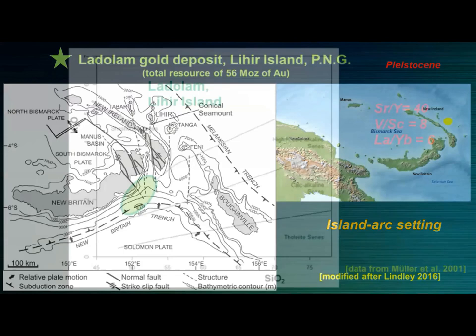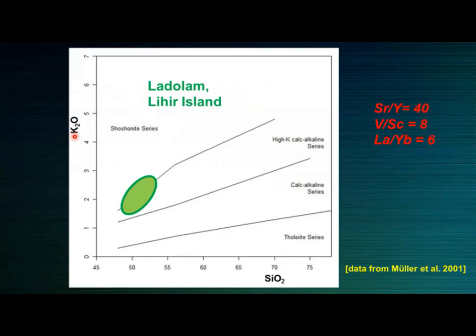And as you can see on the Peccerillo and Taylor plot, it is potassic, but it is more mafic than the previous deposits we have seen. So the silica contents are only around 50 to 53. So they're monzodiorites, but high in potassium. And when you look at the fertility indicators, the strontium-yttrium ratio at Lihir is about 40, pretty high, but much less than in the Calama area in northern Chile, but probably comparable to Bingham.